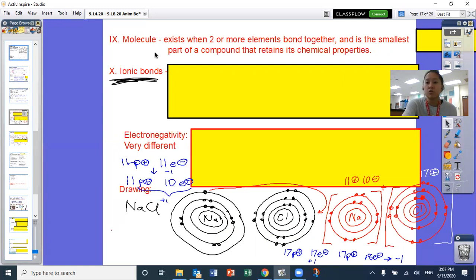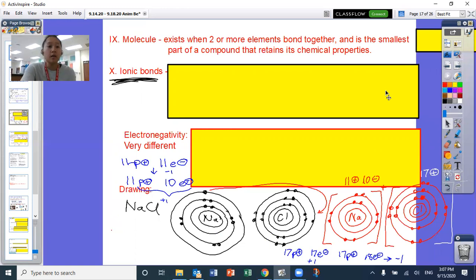Okay, compounds are usually a broader category, right? Because they are multiple different kinds of chemicals bonding together. Molecules can also exist where it's just nitrogen bonding to nitrogen, or carbon bonding to carbon, or hydrogen bonding to hydrogen. Now we're going to talk about 4 types of different bonds.